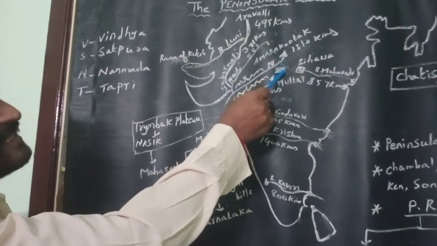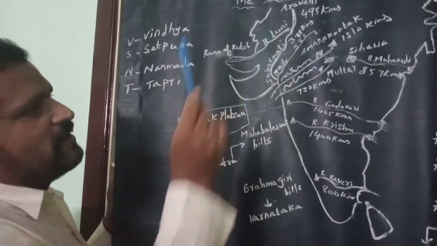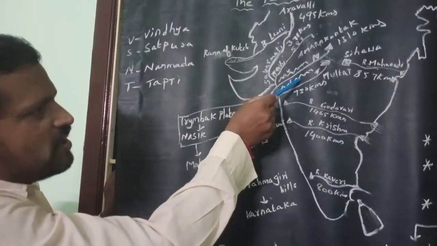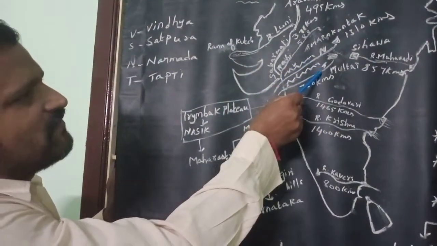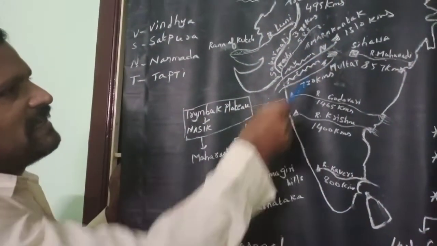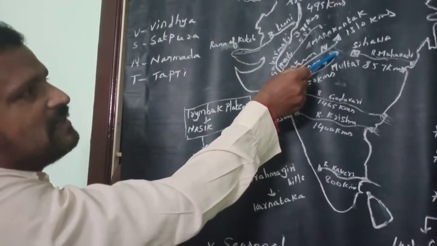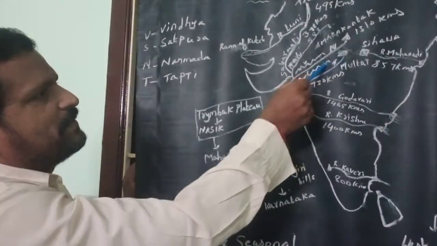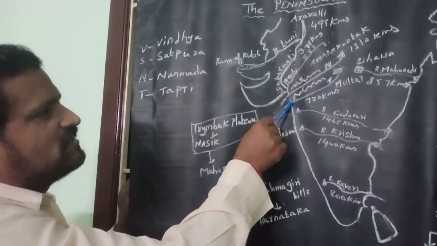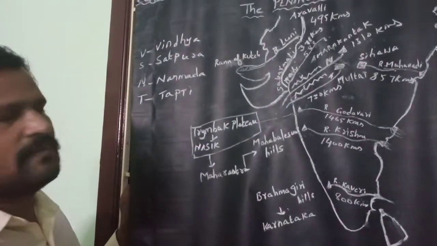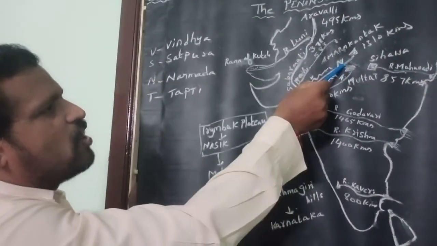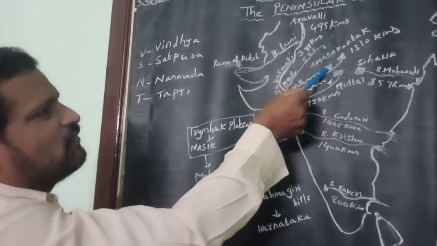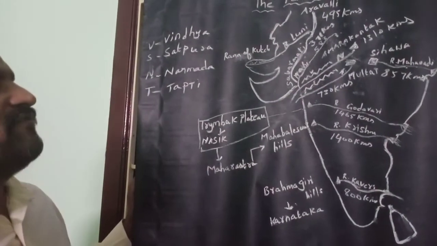Next, the second largest west flowing river is Tapti river. Tapti river flows below the Satpura range. It rises at Multai. This Tapti river flows in Madhya Pradesh state and Gujarat and discharges in the Arabian Sea. Narmada and Tapti flow towards west and discharge in the Arabian Sea, so they are called west flowing rivers.